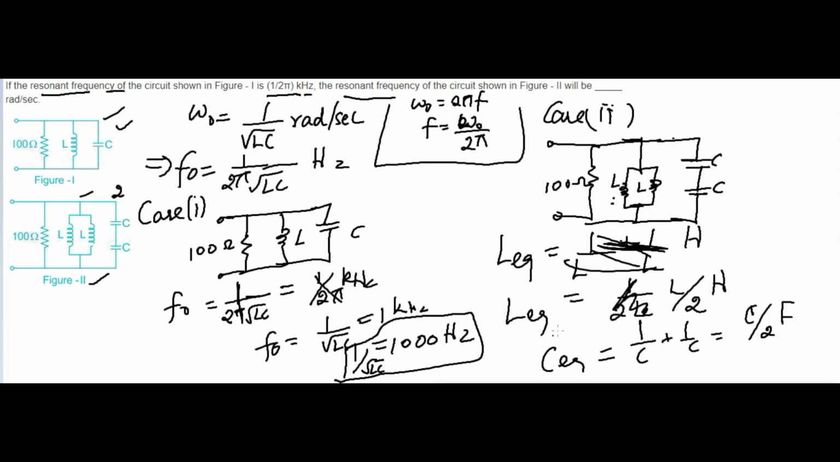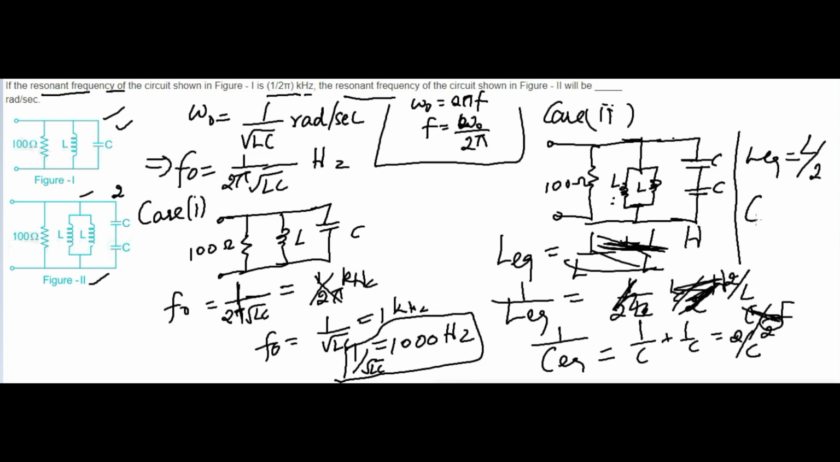You have to write 1 by C equivalent, and here also 1 by L equivalent. Then you will get 2 by L, and this will be 2 by C. When you write L equivalent, it is the inverse, so 2 by L means it will be L by 2. And for C equivalent, it is the inverse too, so 2 by C means it is C divided by 2.